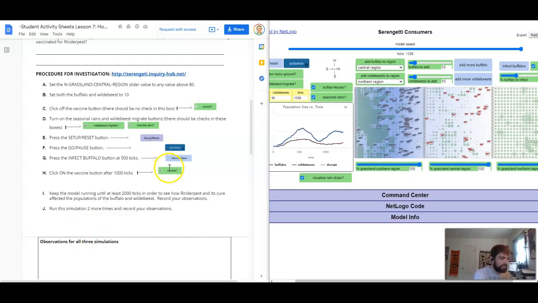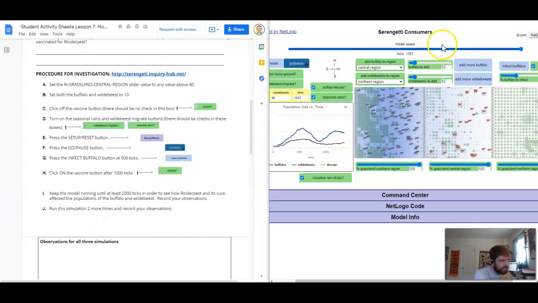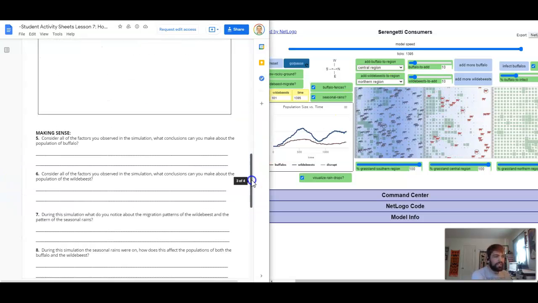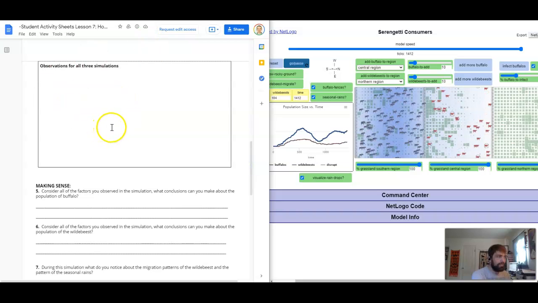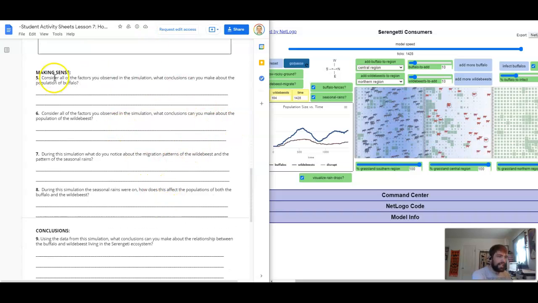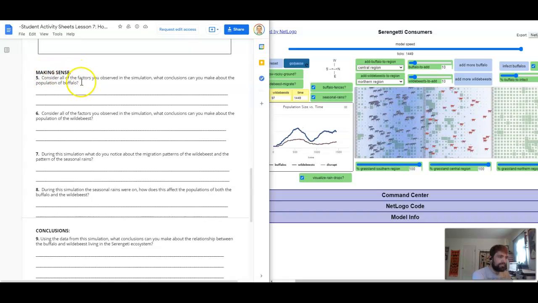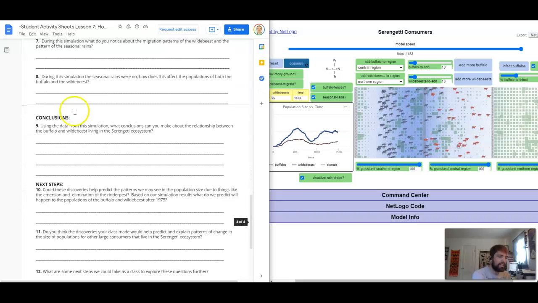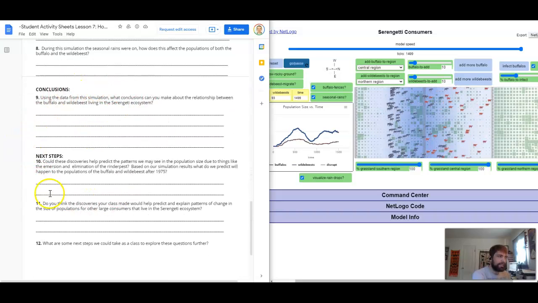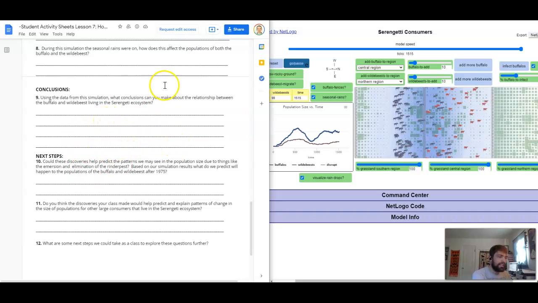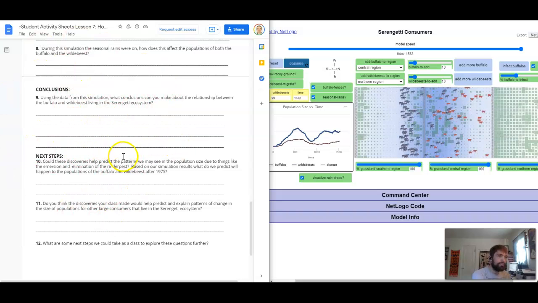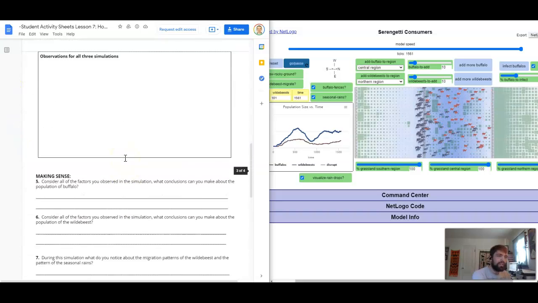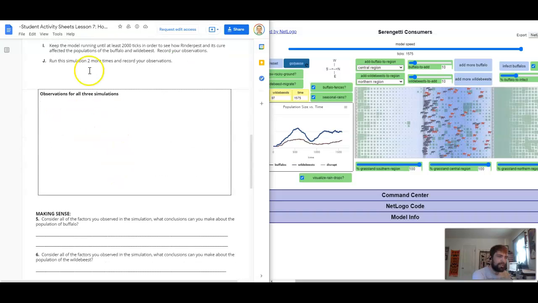You're going to run this 2 more times, and you can practice running it at high speed. Then you're going to record your observations here. Once you've done that, you can reflect on questions 5 through 8 and work with a partner if you'd like. And then the conclusion, the next step questions. These will be looked at by me to see how you've obtained the material. Okay, good luck. Let me know if you have any questions.